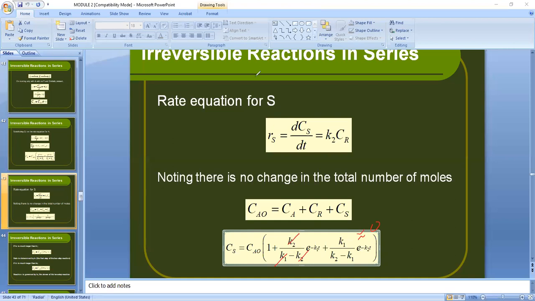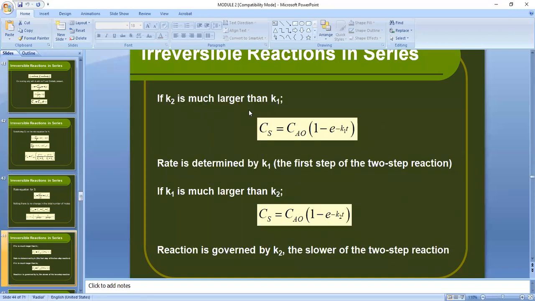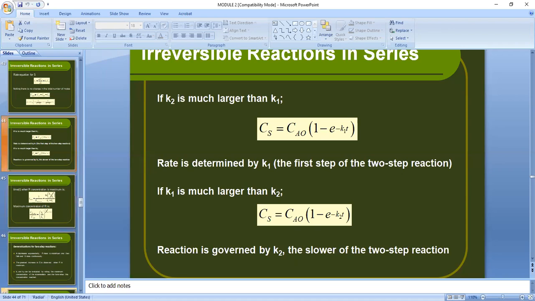Okay? Either way you look at it, whether you go back to Chem 1 or you go back to the equation that you derived, you will still arrive at the same simple formula if K sub 2 is much larger than K sub 1. If K sub 1 is much larger than K sub 2, of course, K sub 2 would be the rate determining step. So it will be the one appearing in the formula in determining your final product C sub S. So the reaction will be governed by the slower step of the two-step reaction, or that's your rate determining step.